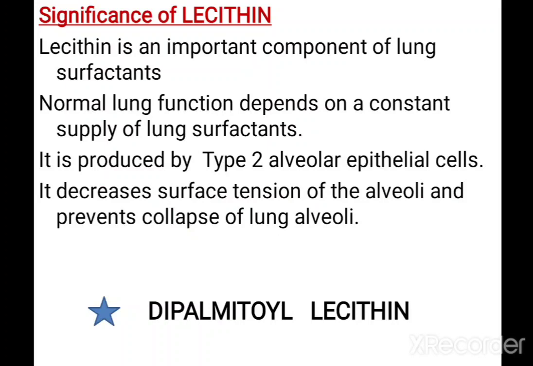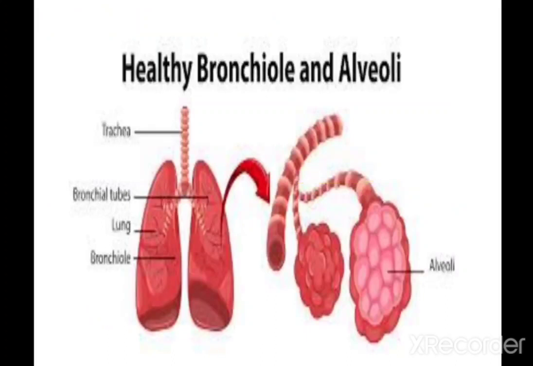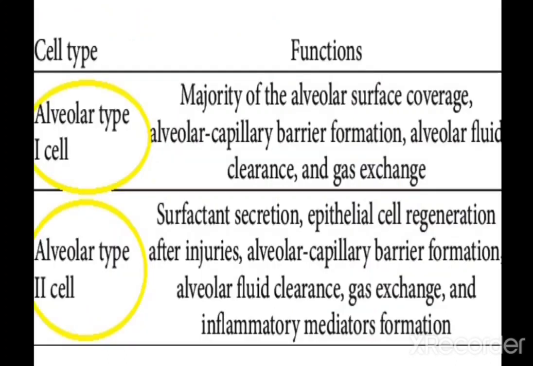So what is their function? This lung surfactant helps to reduce surface tension of the alveoli, thereby helping to prevent lung collapse. There are two types of alveolar epithelial cells, type 1 and type 2. Type 1 alveolar epithelial cells are concerned with the exchange of respiratory gases, and type 2 alveolar epithelial cells are concerned with the production of lung surfactant.